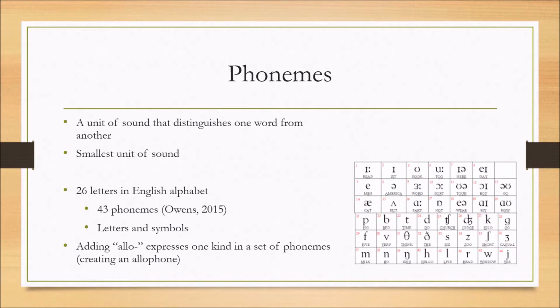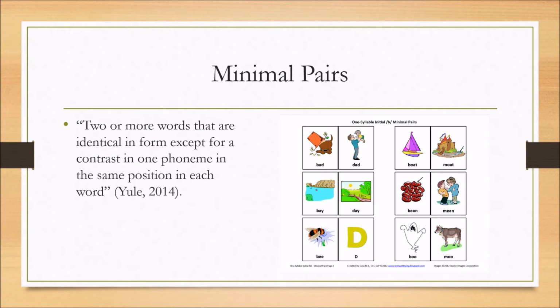When having a phoneme, you can also create an allophone for it, which expresses one kind of sound from that phoneme. Here we have a picture of some letters and symbols that represent different phonemes. You have two words that sound the same but have different meanings. You have what's known as minimal pairs.